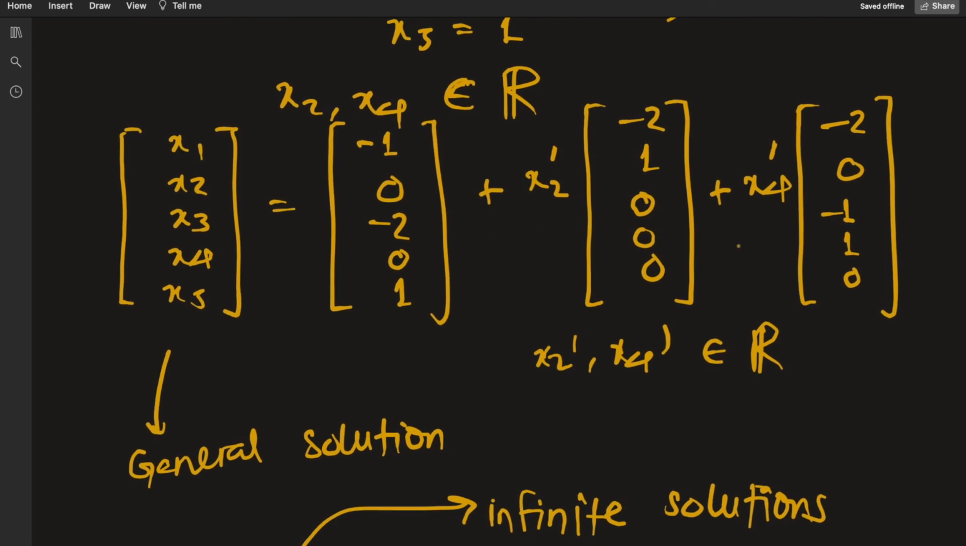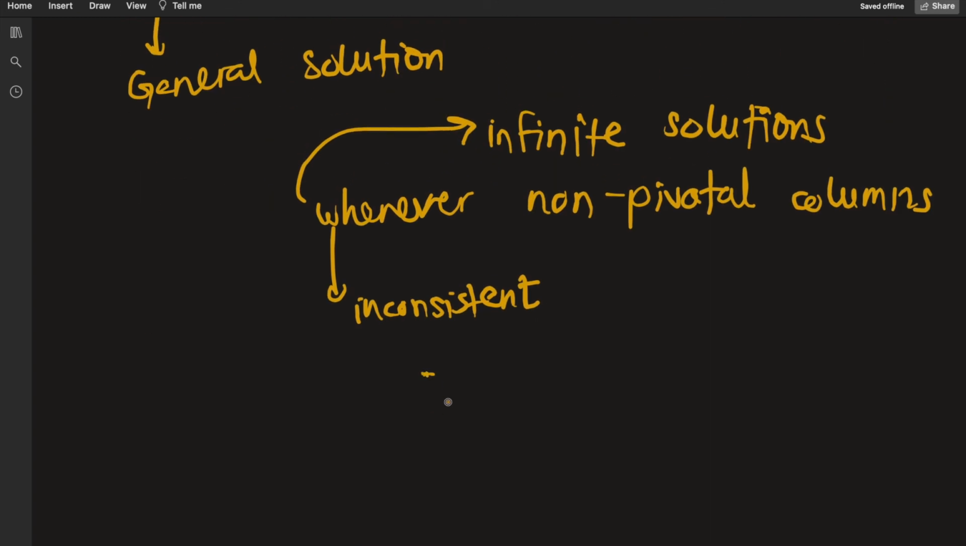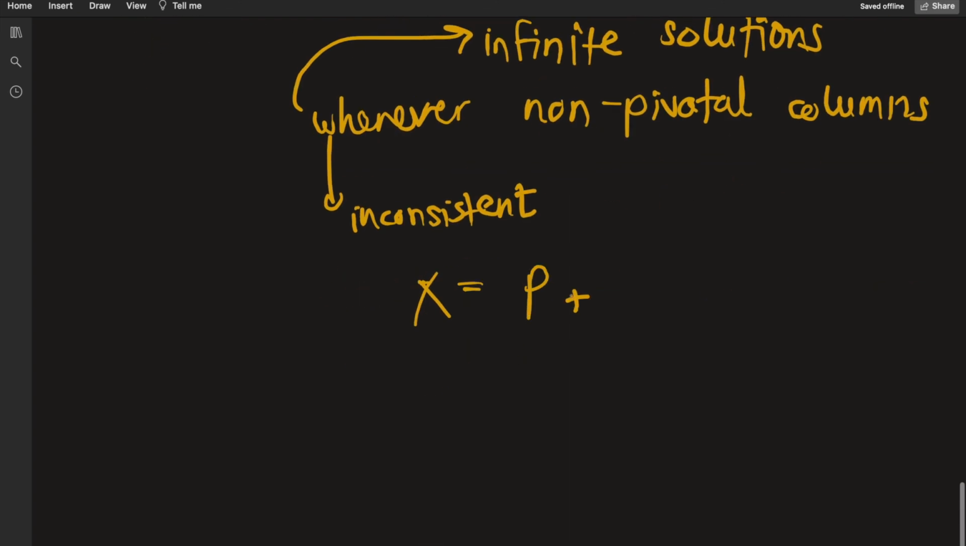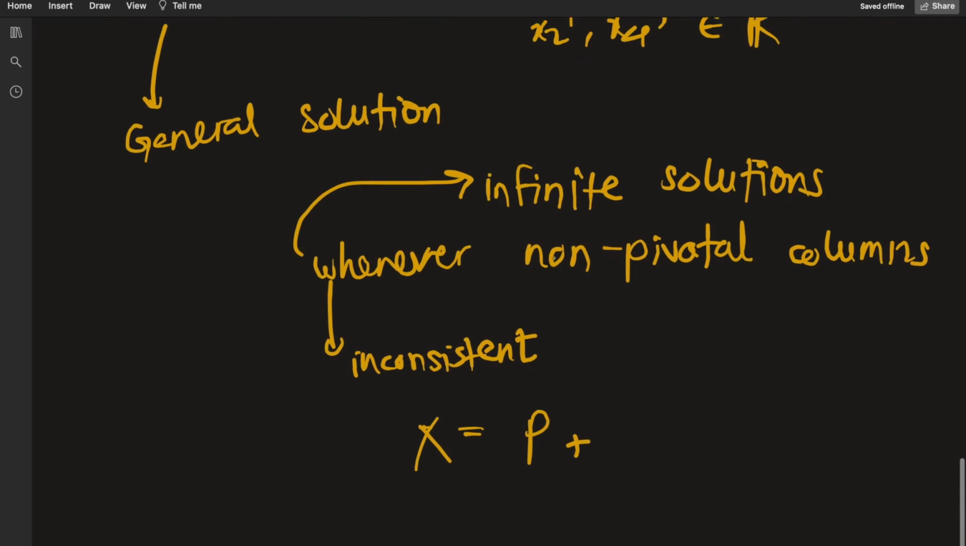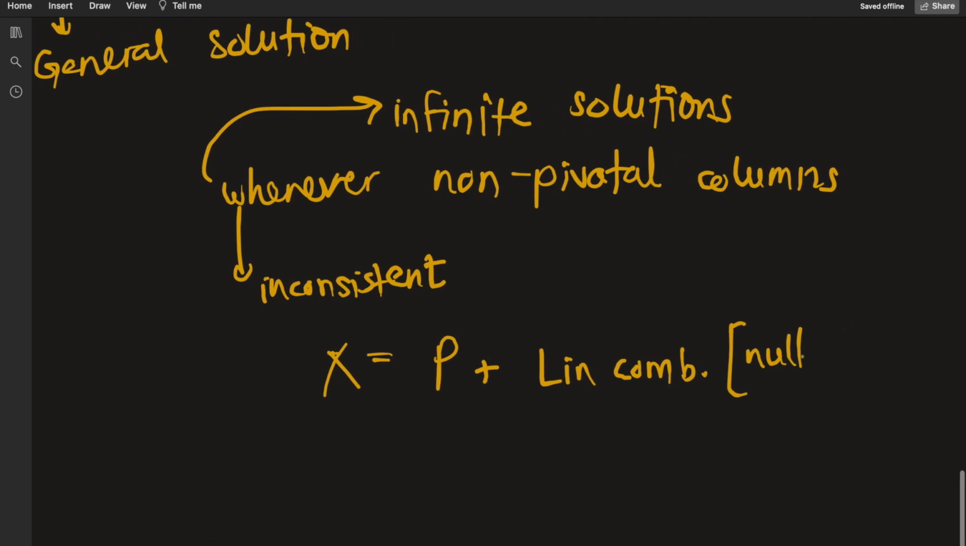And the form that I've written is of the form variables x is equal to a particular solution p plus a linear combination of the vectors of the null space.